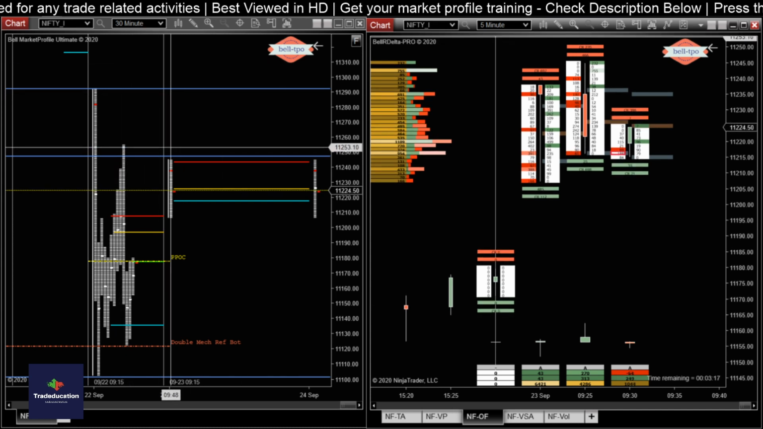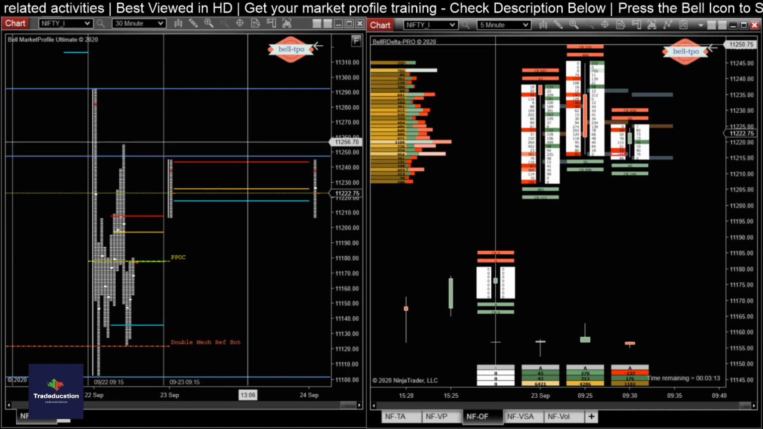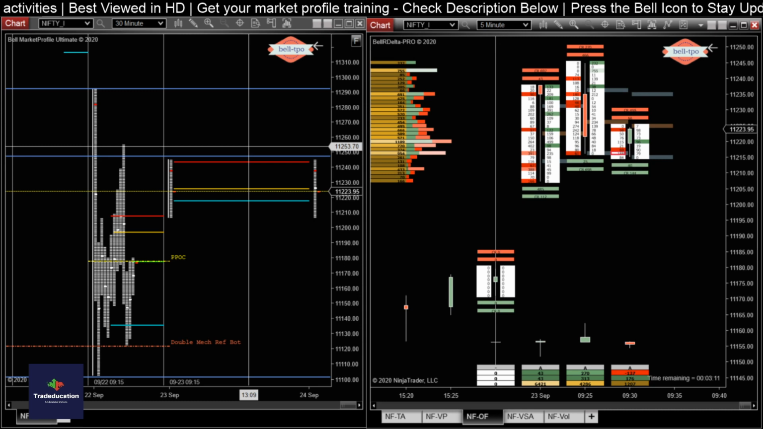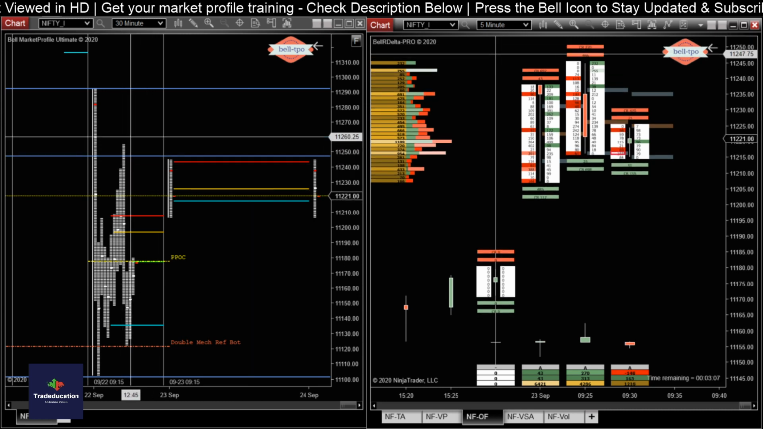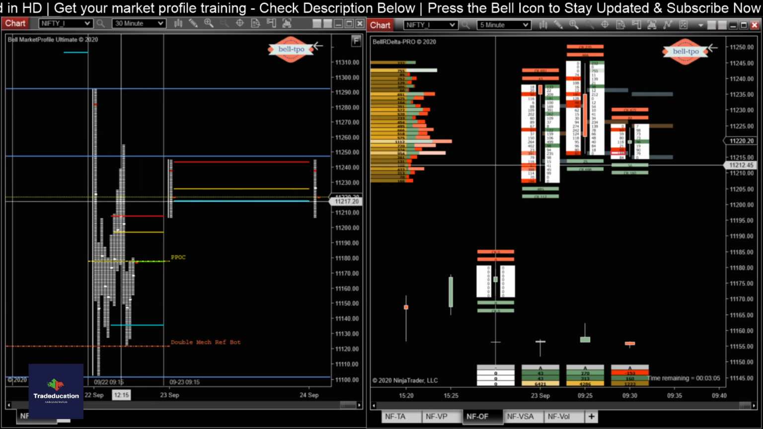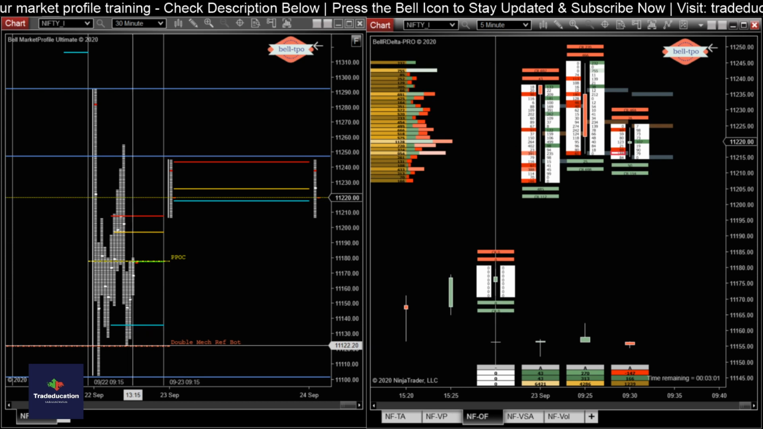So this is the resistance zone, it seems. And now at resistance, I'm looking for it to convert to tag this particular spike high. This spike is a resistance spike where buyers came in and then sellers stepped in and took the entire auction down.